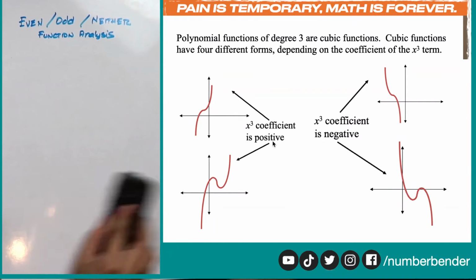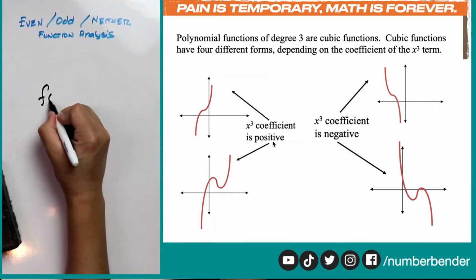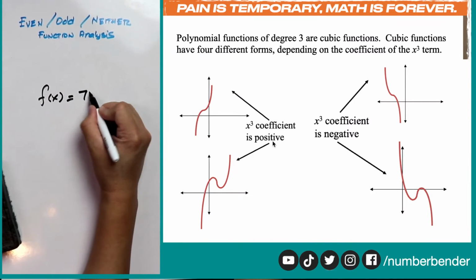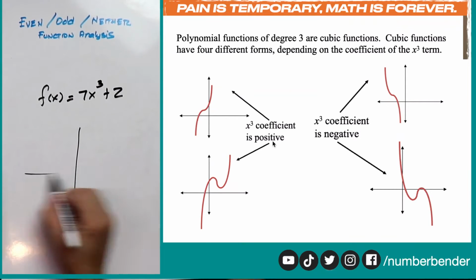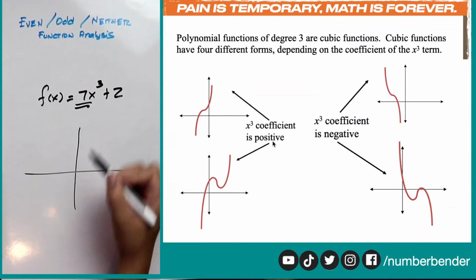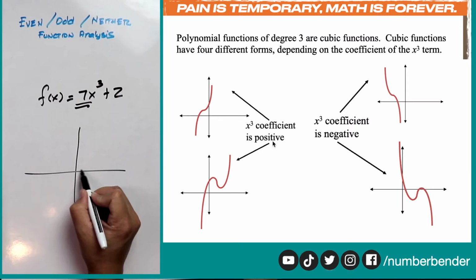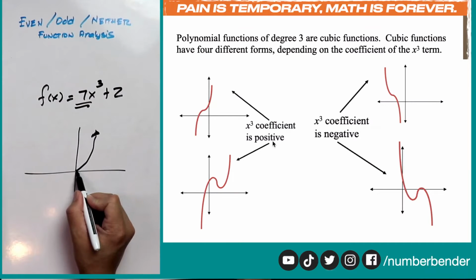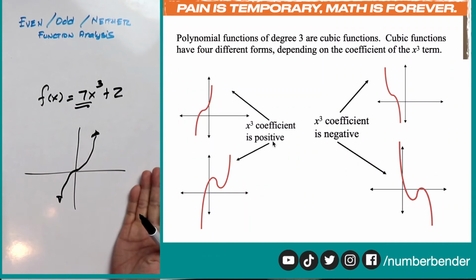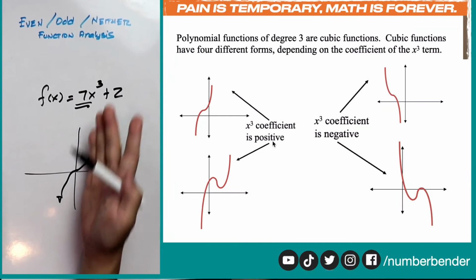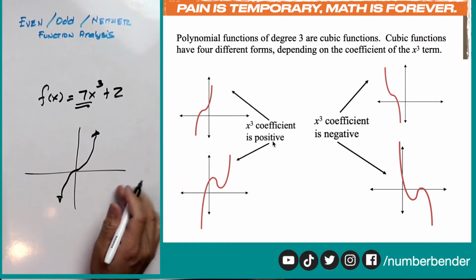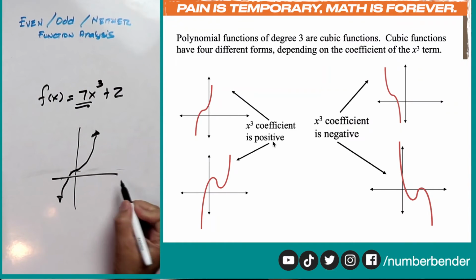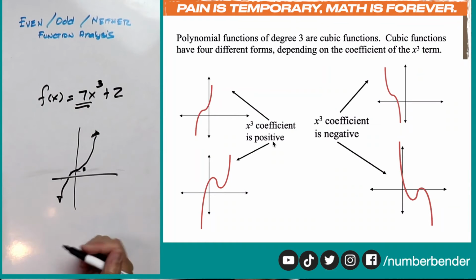So for example, if I have f of x equal to 7x to the third power plus 2, if we graph this function, just a sketch of this function, since this is a positive coefficient, that means the behavior of our function is that the right end is going up and the left end is going downwards. And again, this is not an accurate representation of our cubic function. It should be a cubic function with the y-intercept at positive 2. So if you want to make it a little bit more accurate, we'll do it this way.